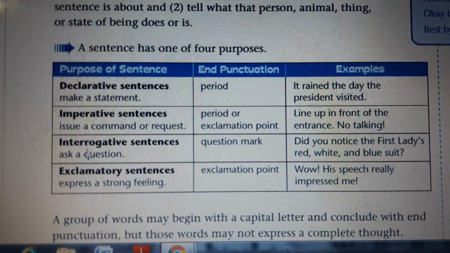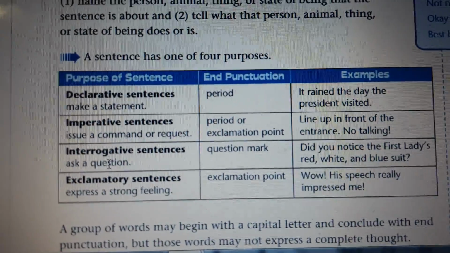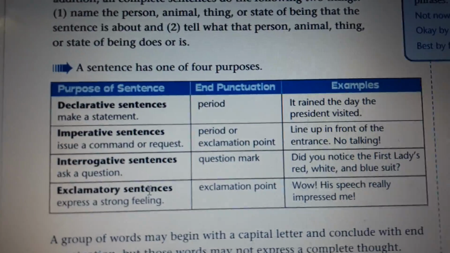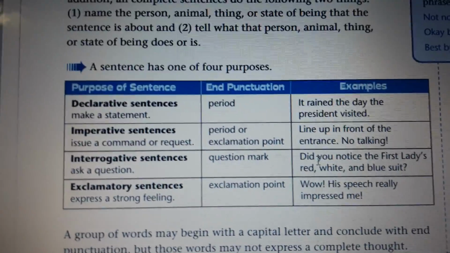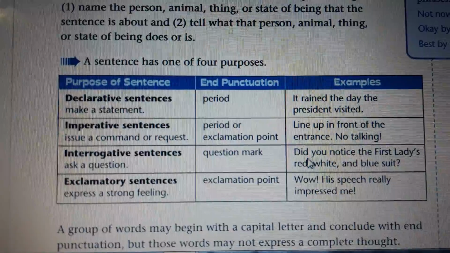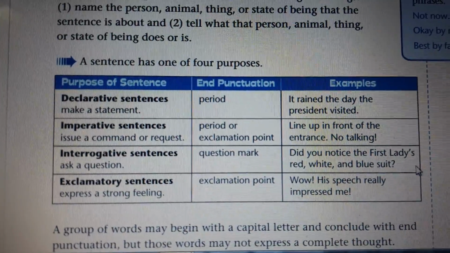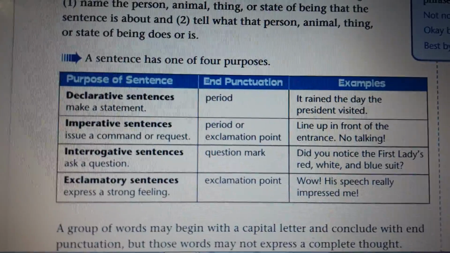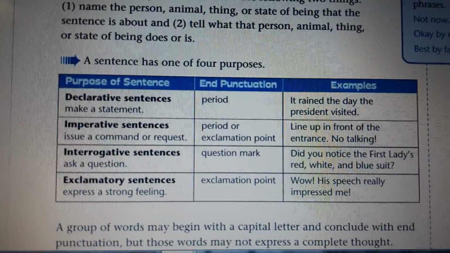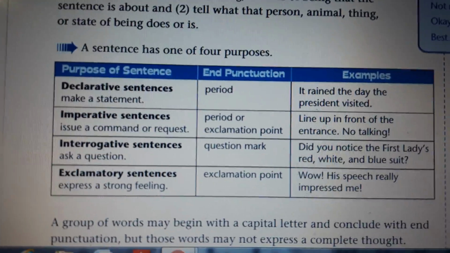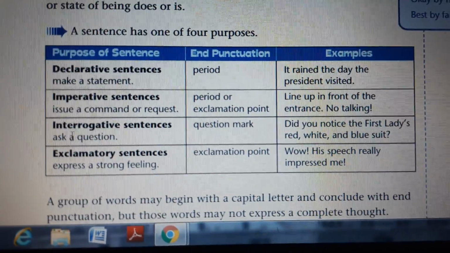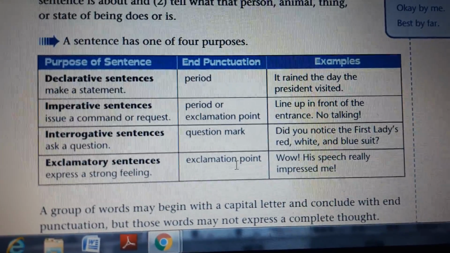Here we have interrogative sentences. They ask a question and end with a question mark. So this is a question: Did you notice the first lady's red, white, and blue suits? Here is another question: Did you eat your breakfast, or did you have your coffee or something? This is a question, and it ends with a question mark.